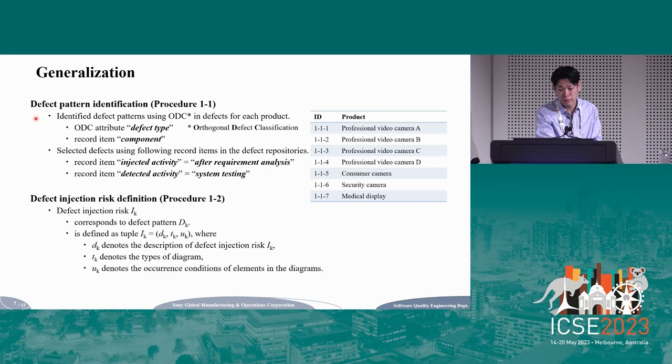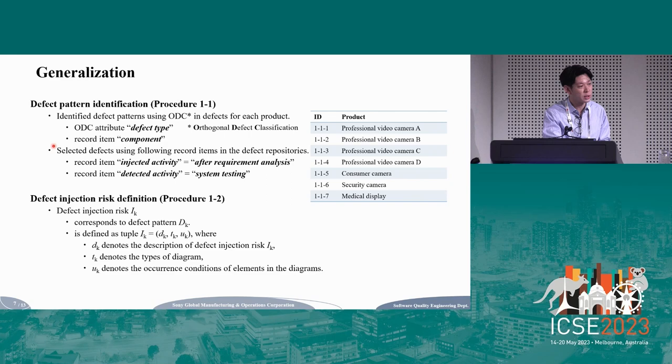At ODC analysis, we used ODC attribute, defect type, and record item component. Moreover, we selected defects using the record item in the defect repositories. It means defects were narrowed down to those injected after requirement analysis and detected at system testing.